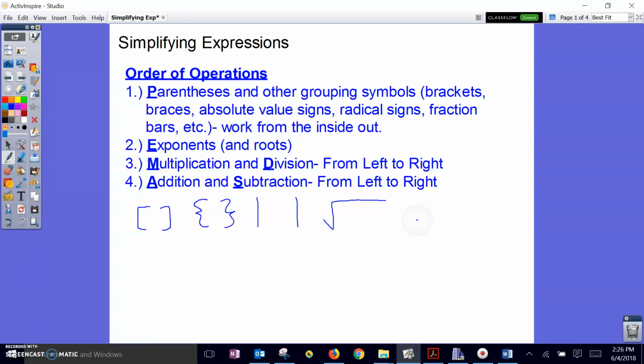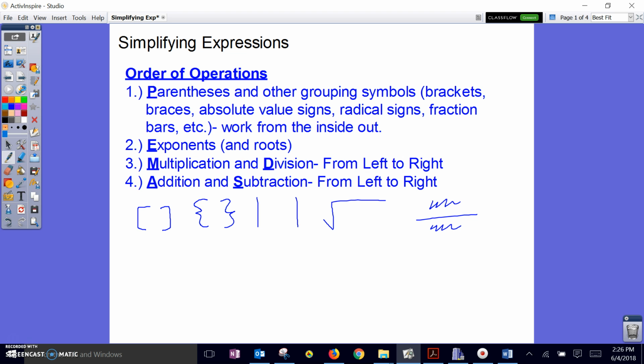Or fraction bars. If I have something here and something here with the fraction bar, that's a grouping symbol. We do everything in the numerator, we do everything in the denominator, and after we're done doing both of those, then we divide. The second step in our order of operations is to evaluate exponents or roots. And then third step is we do multiplication and division from left to right.